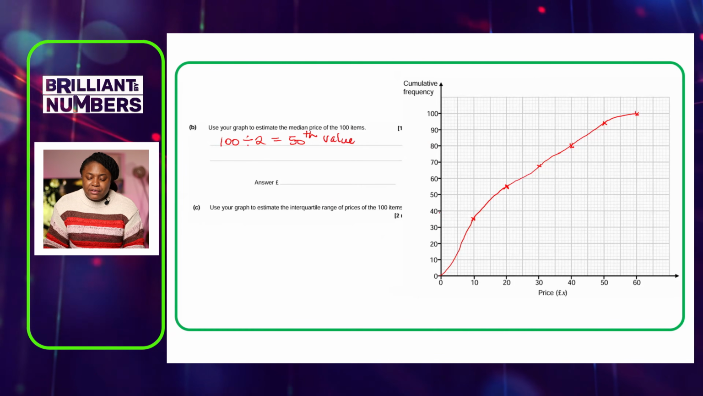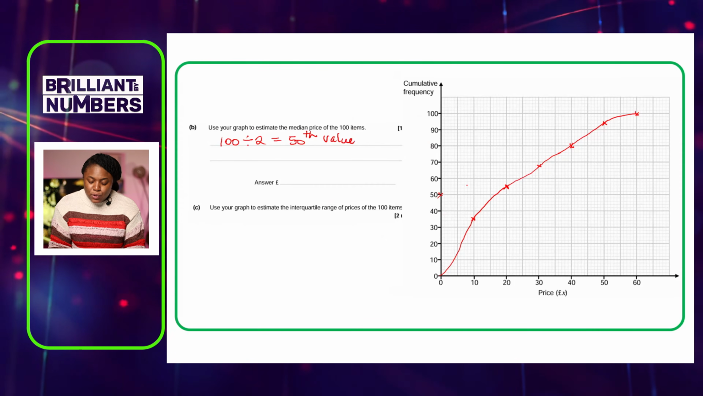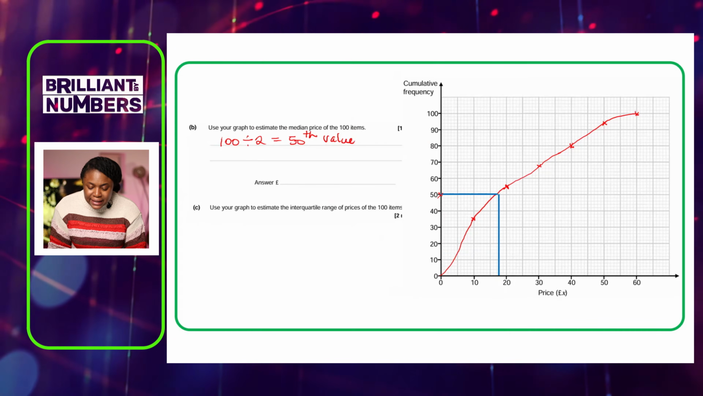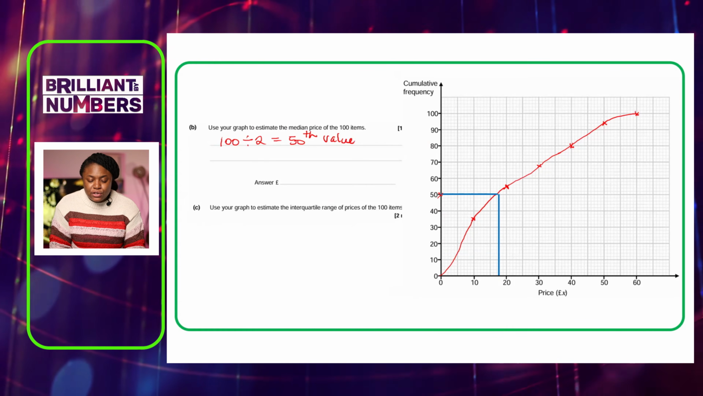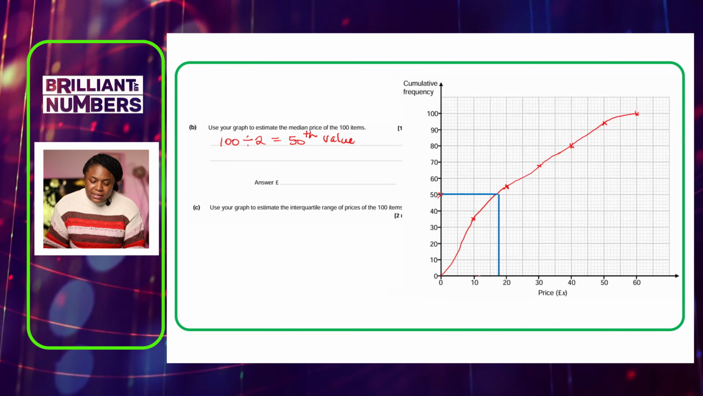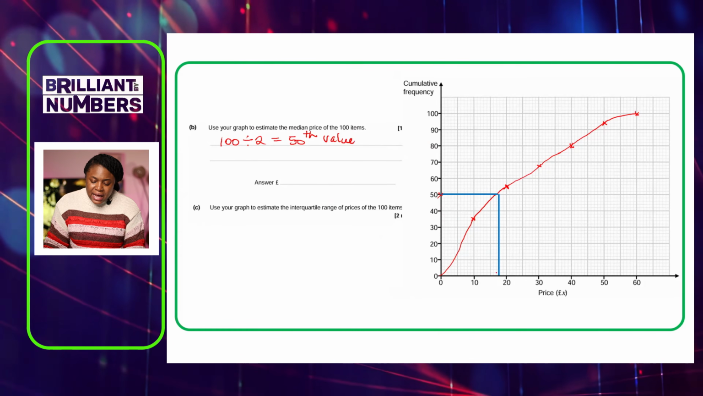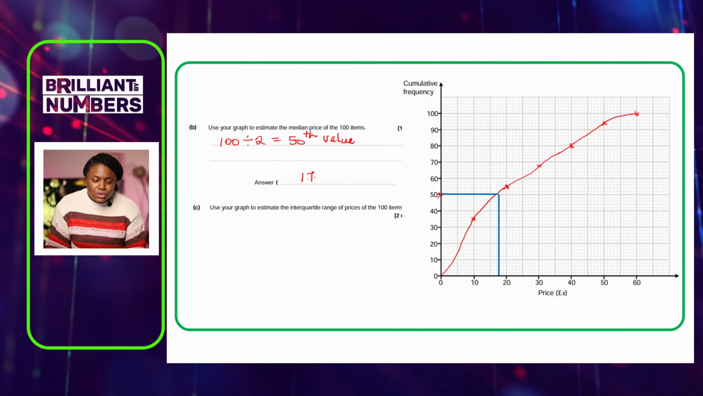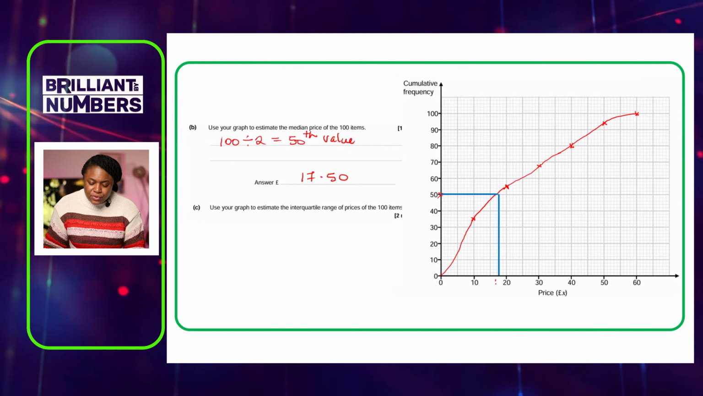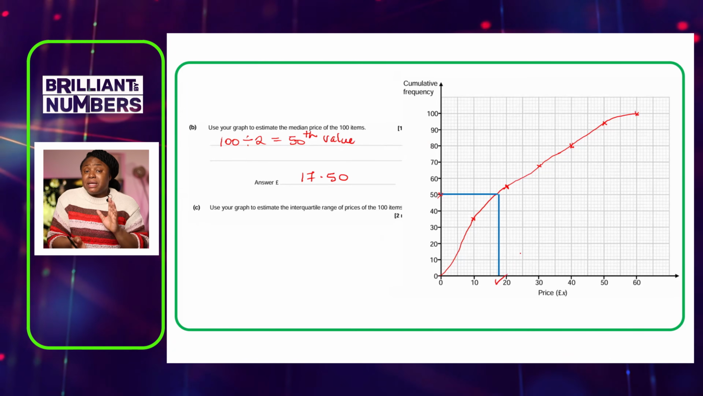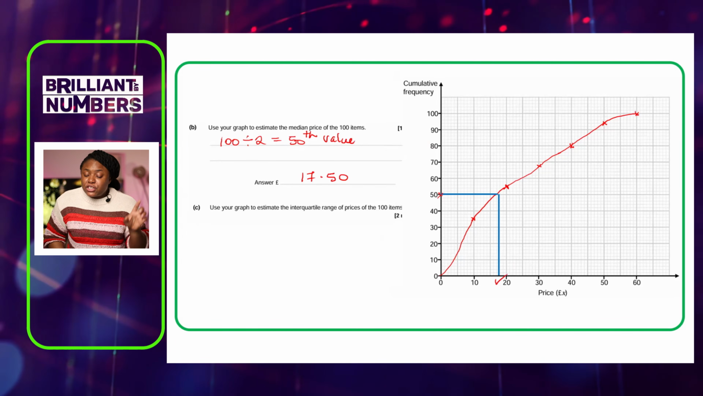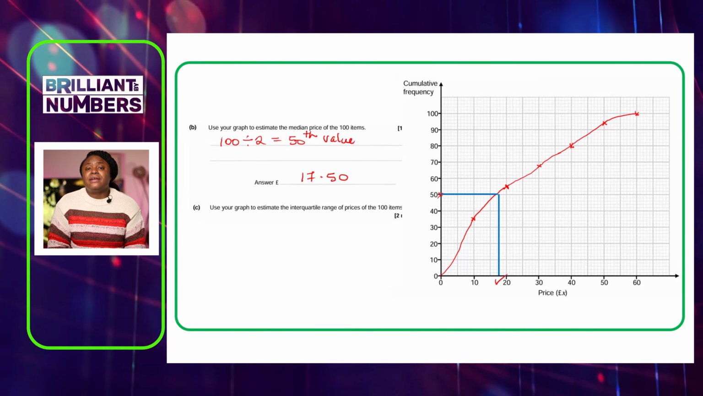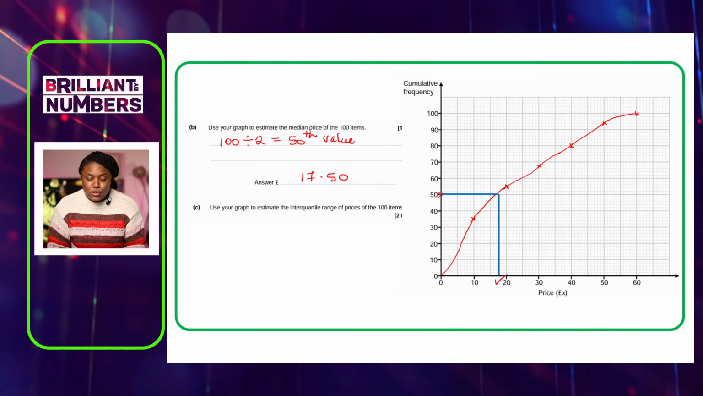So I need to go to my graph, identify 50. I'm going to now draw a line across to touch the curve, and then I'm going to draw a line down and read my value off. So if I look here, this is 10, 15, and then 16, 17. So this is 17 pounds and 50. So make sure you read that properly. This question is usually marked based on the graph you have drawn. So make sure you put the lines across and show your examiner what you are doing, and we will look at what you've read from your graph.